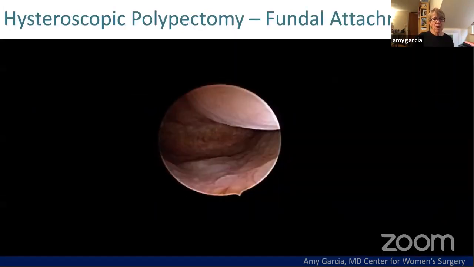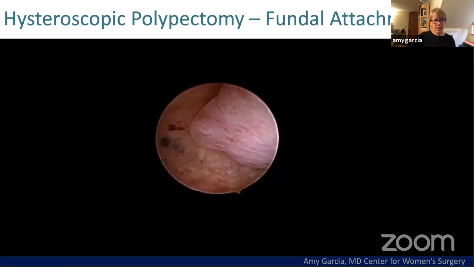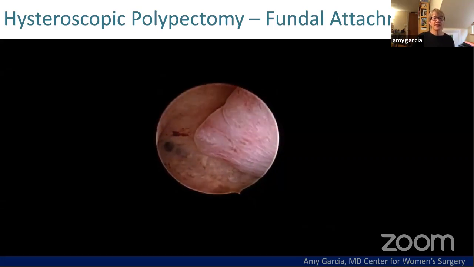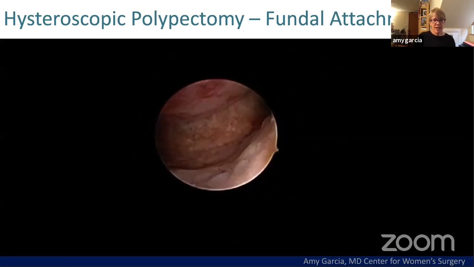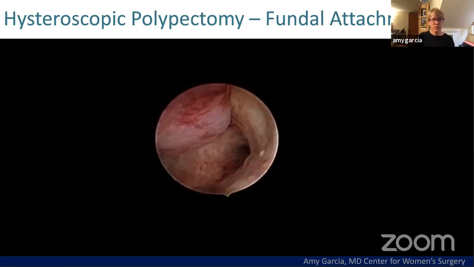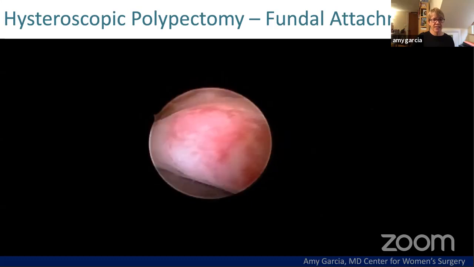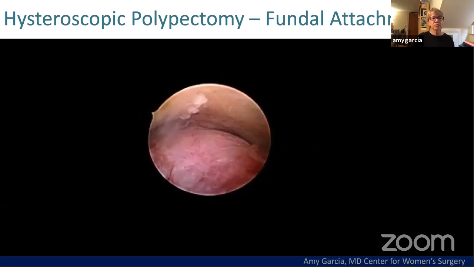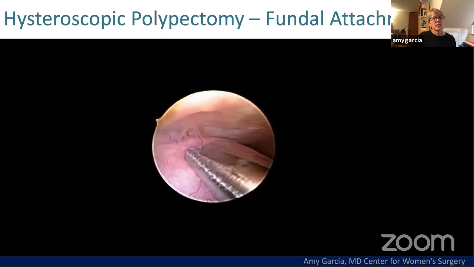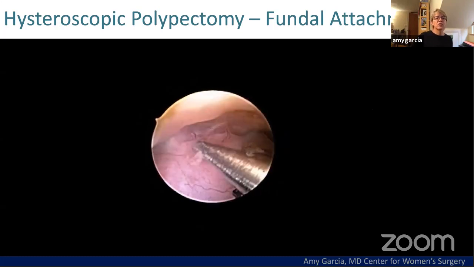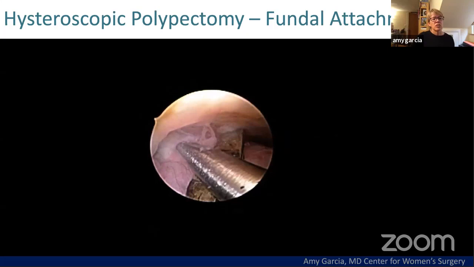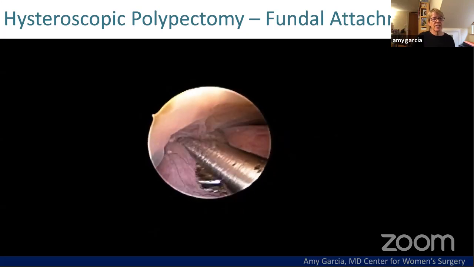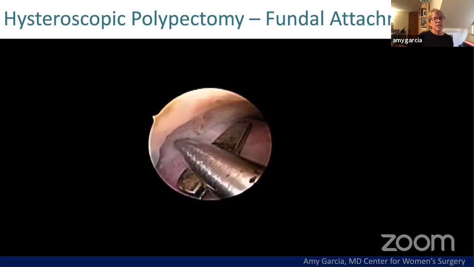This is a postmenopausal patient. The endometrium is atrophic. This is a large benign polyp. It's been there for a long period of time. And we know this because they start to get the shape of the uterine cavity. This has a fundal attachment. So now if you notice the reticle is looking down, to allow me to see the attachment coming in.